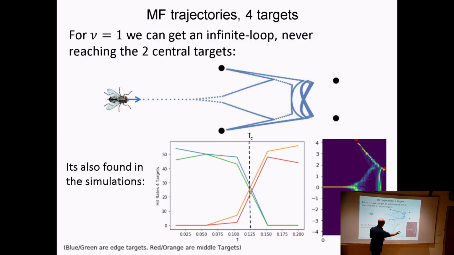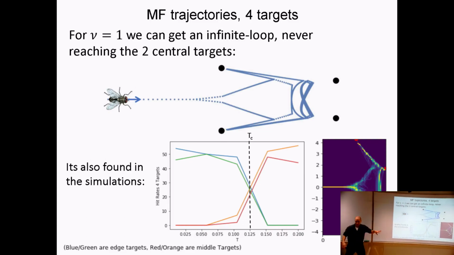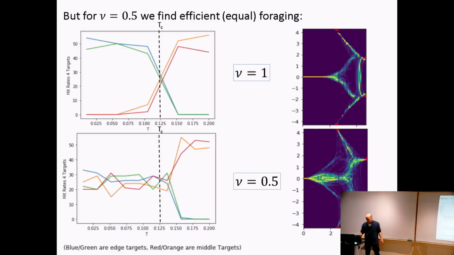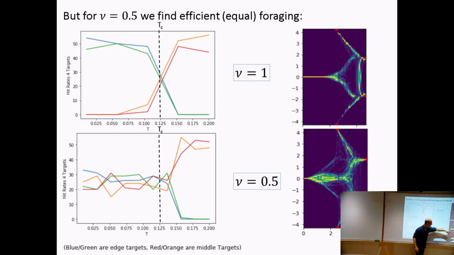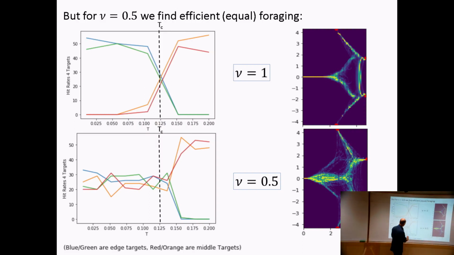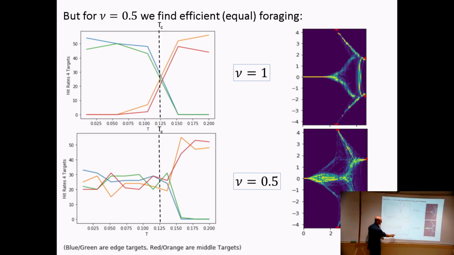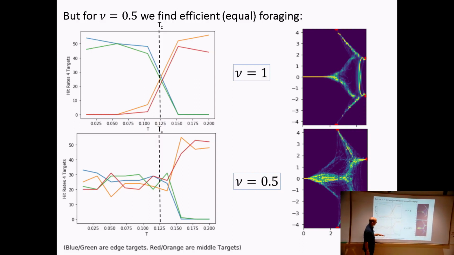And above the critical temperature, of course, it's the opposite. Above the critical temperature, you always reach the central targets. This is for Ni equal 1. But now, when you do these simulations for Ni equal half, you see that you reach the central targets very well. And in fact, below the critical temperature, it's shifted because it depends here on the number of spin groups.